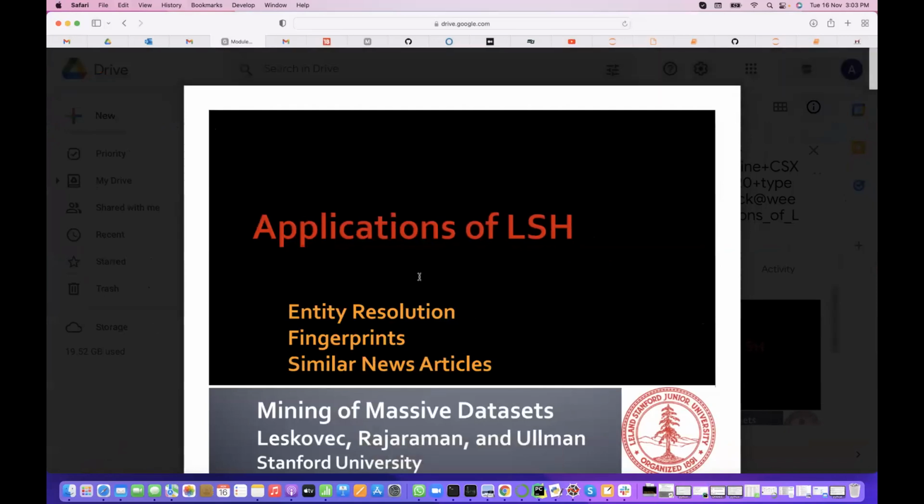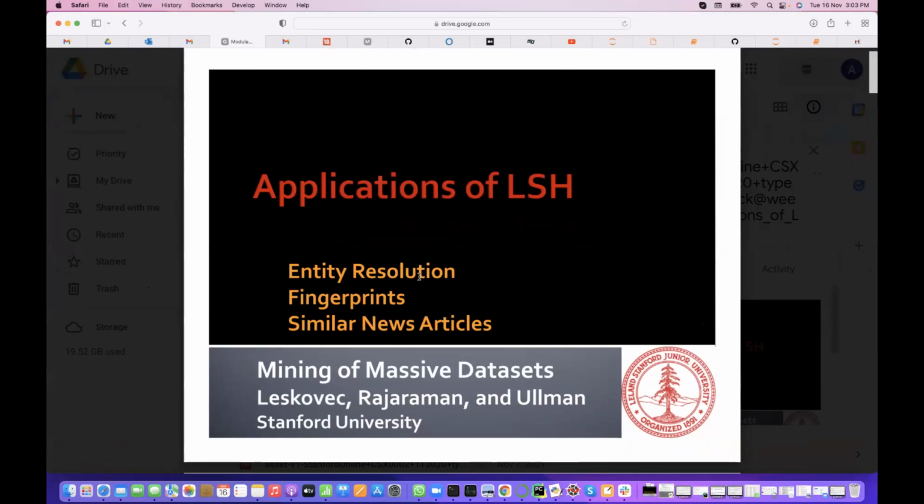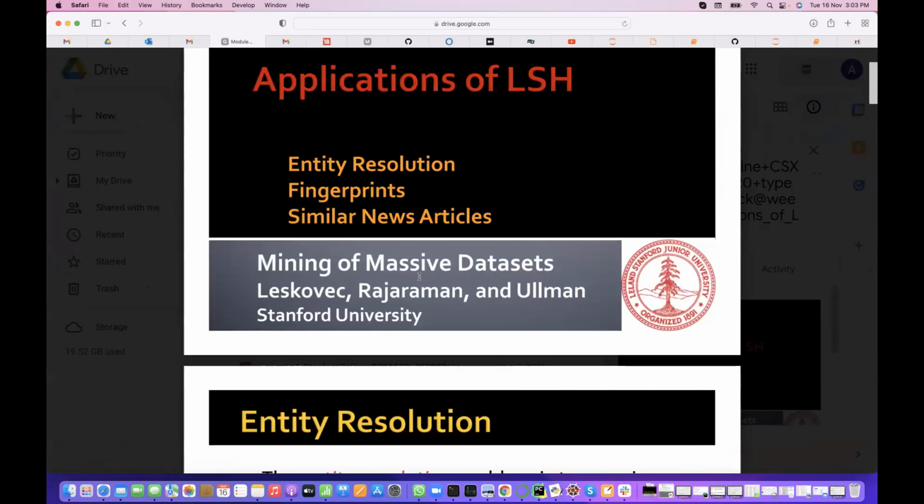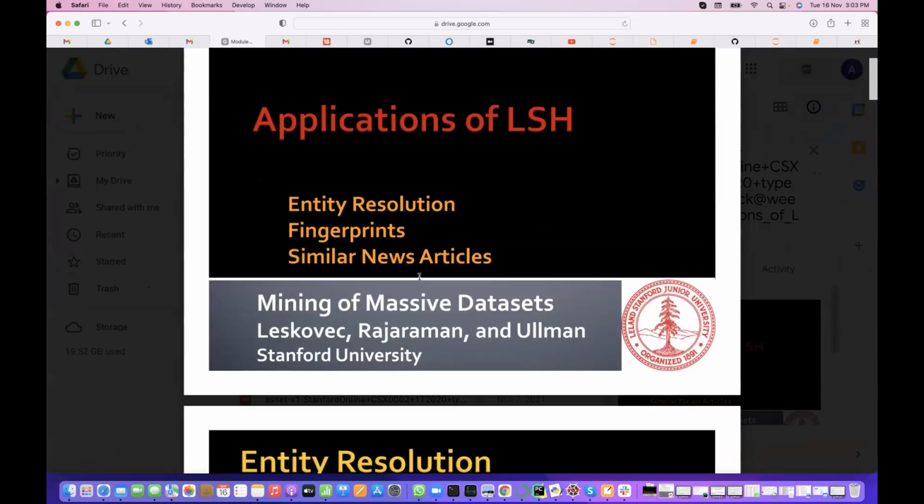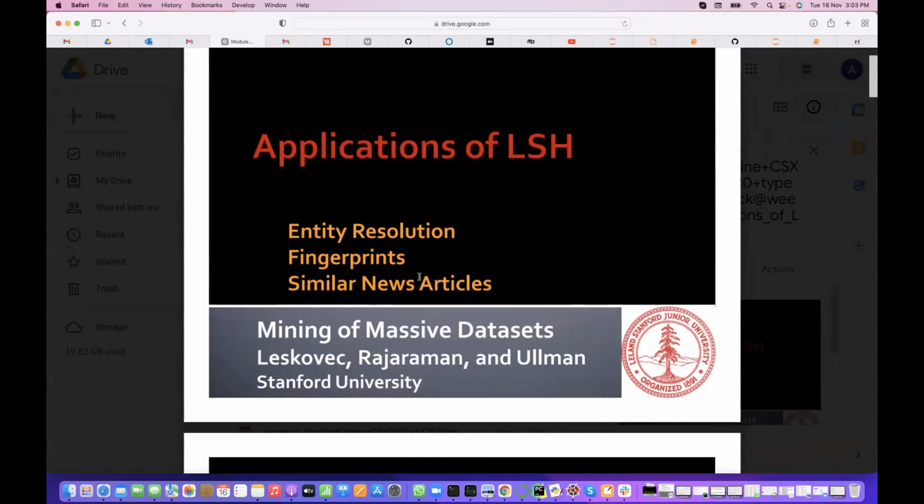Okay, we have seen last time what is locality sensitive hashing. So can anybody describe what is locality sensitive hashing? What is the basic idea in locality sensitive hashing? Similar sets will fall into same buckets.